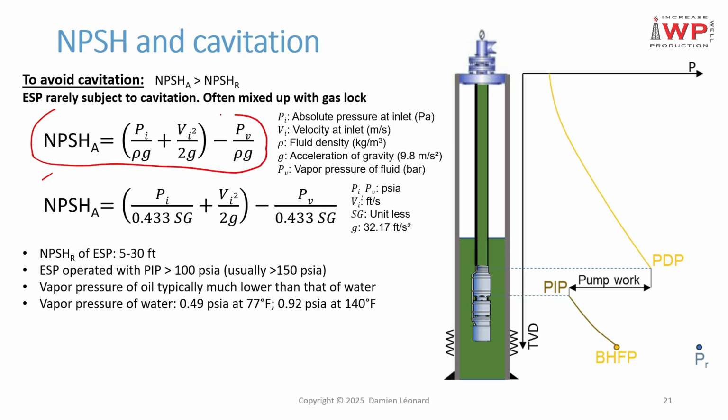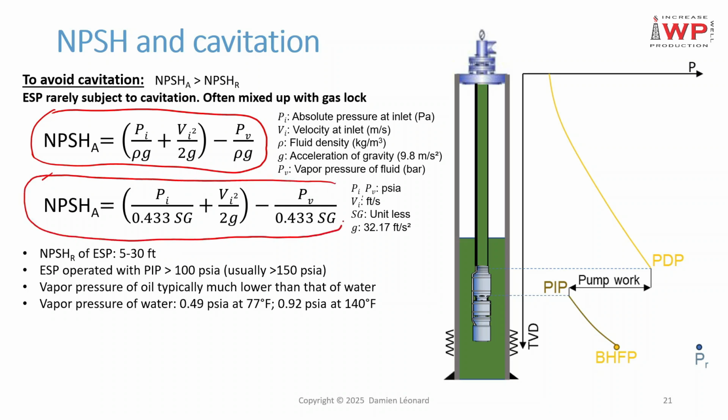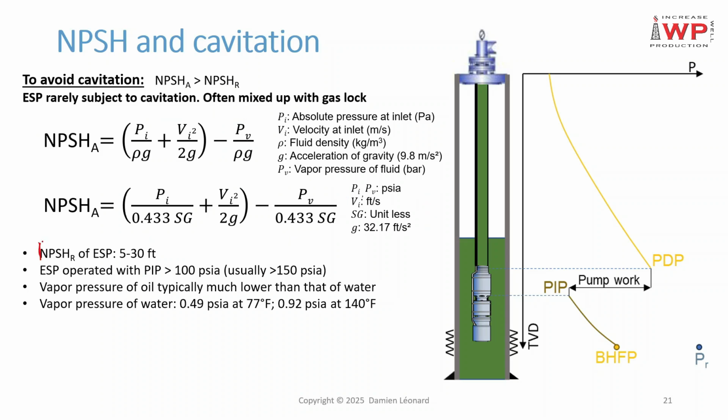So over there, I just copied again the NPSH formula using the metric system, and just down there, this is that same NPSHA formula, but using the imperial system. As mentioned on the previous slide, the required NPSH of an ESP typically ranges between 5 to 30 feet.